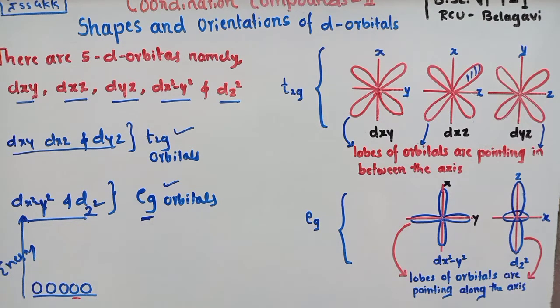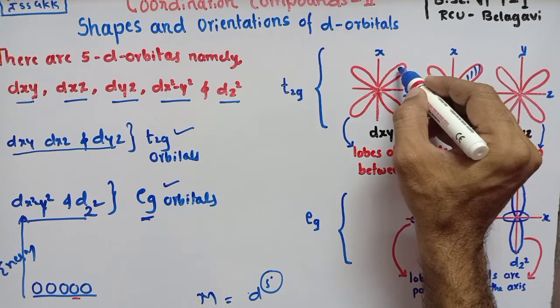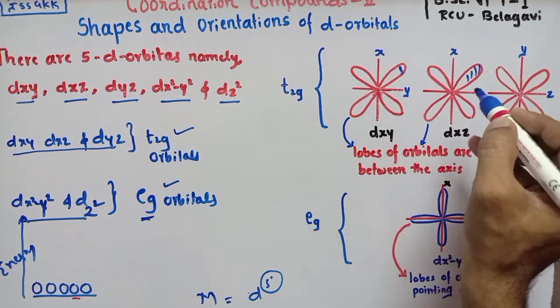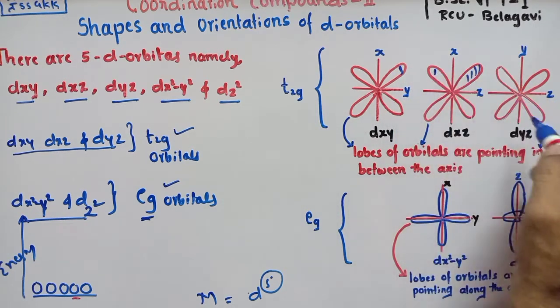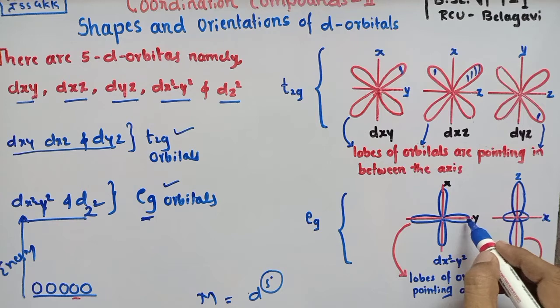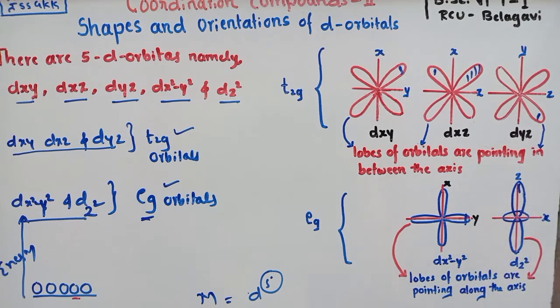Now, for example, let us consider one metal. It consists of d5 electrons. That means 5 electrons are present in the d orbitals. Now I will put all the 5 d electrons singly here. For convenience, I will put here 1, and the second one is here, and the third one is here, and the fourth one is here, and the fifth one is here.